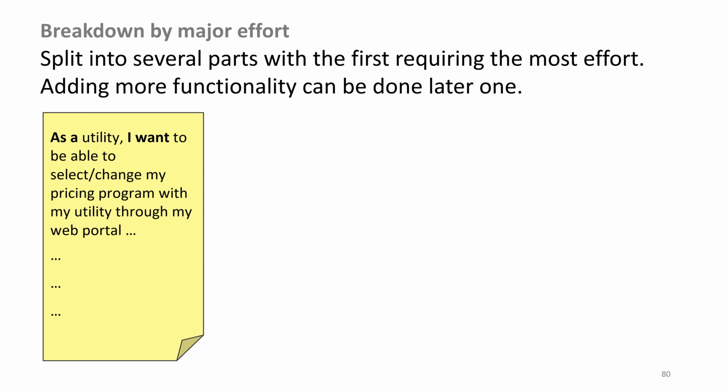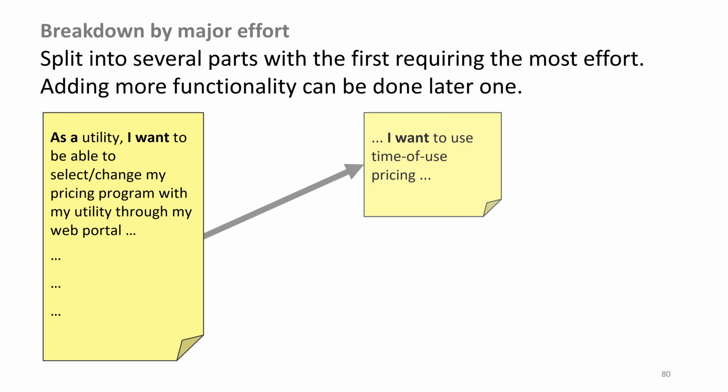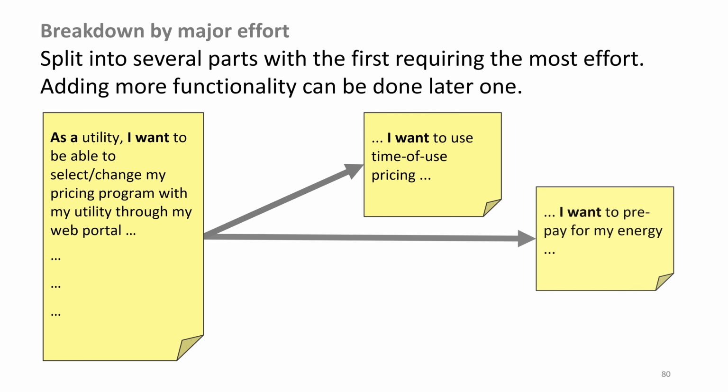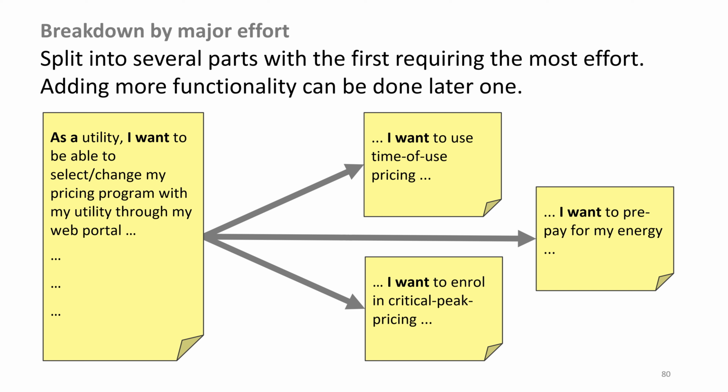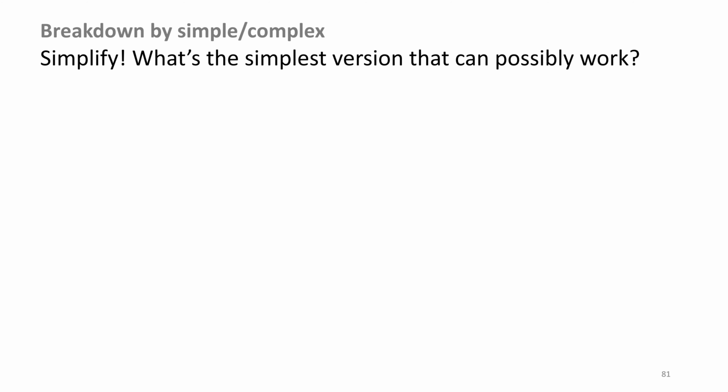As a utility, I want to be able to select, change my pricing program with my utility through my web portal. I want to use time of use pricing. I want to prepay for my energy. I want to enroll in critical peak pricing. Breakdown by simple, complex. Simplify. What is the simplest version that can possibly work?